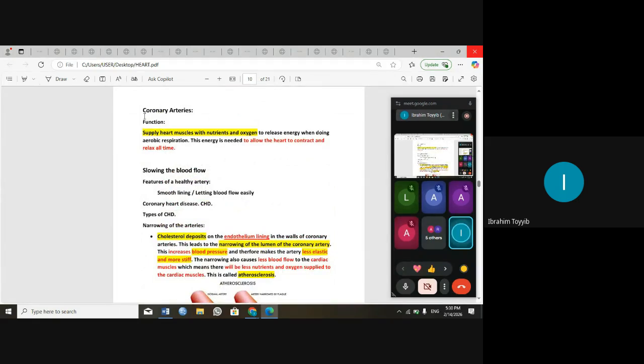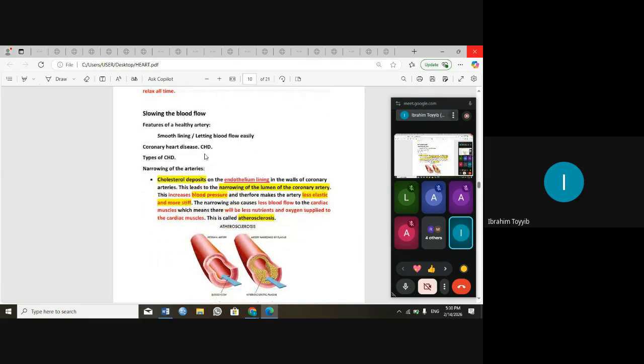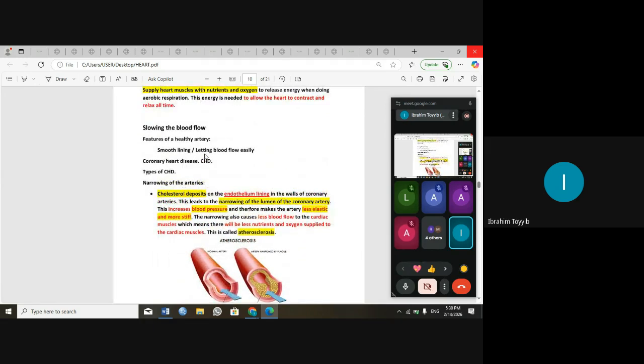So we've talked about the coronary artery, which supplies the heart with blood. We've also talked about atherosclerosis. That's having fatty deposits in the coronary artery. It prevents blood from flowing easily through the artery, so it narrows the lumen of the coronary artery. Cholesterol deposit, that's fat deposit. Can you see it? It is called atherosclerosis.